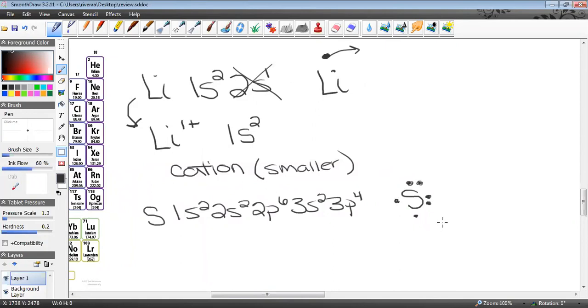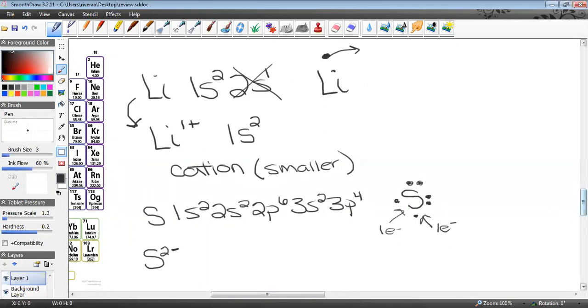For sulfur to get happy, it needs 8 valence electrons. So it could either lose all 6 of these, like it could lose all of those in the 3s, and then it would have that full second shell. Or it's probably easy for it to just gain an electron there and gain an electron there, right? Gaining 2 is easier than losing 6. This is going to give sulfur a charge. It's going to make sulfur a 2-.